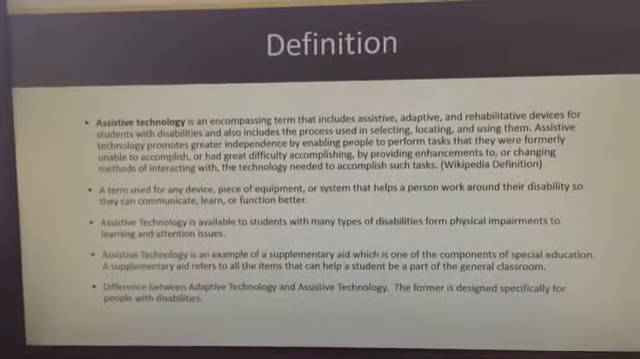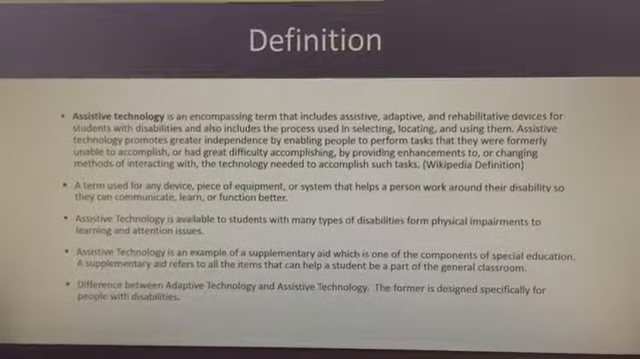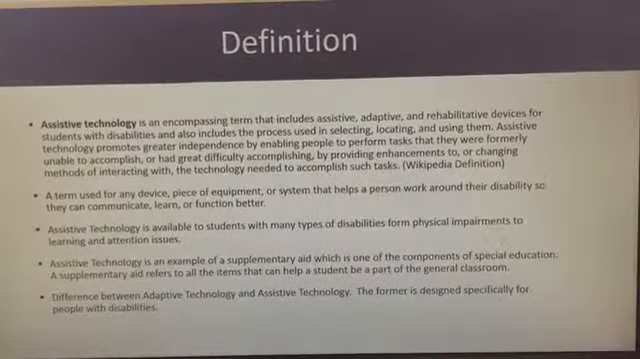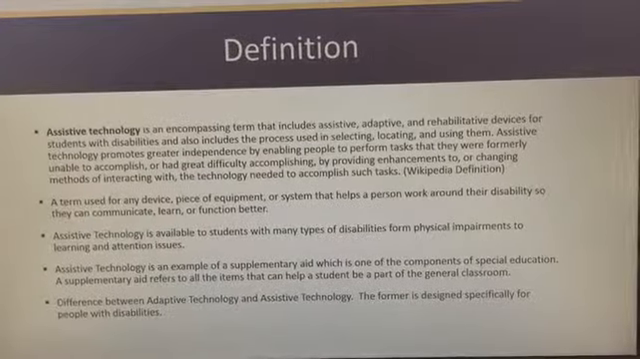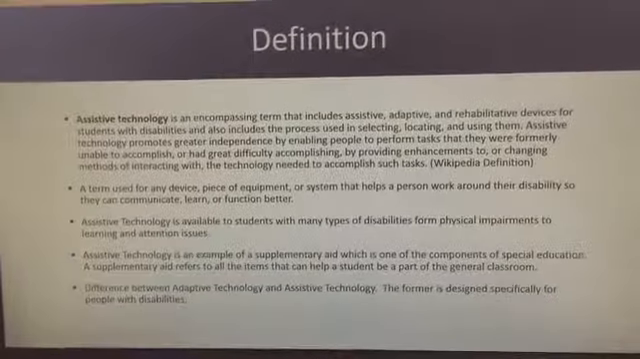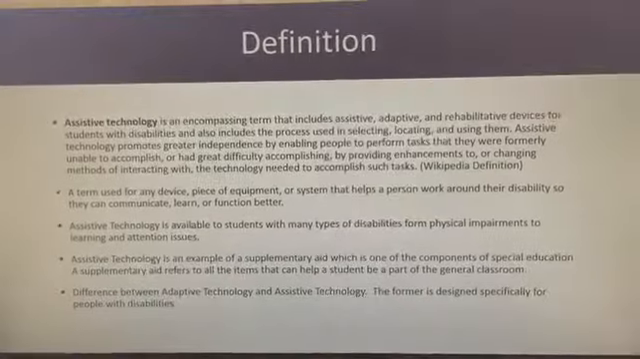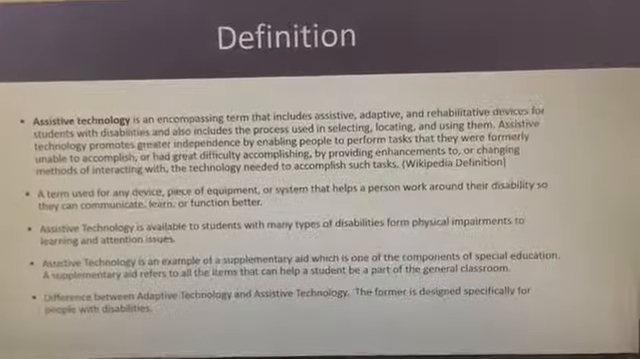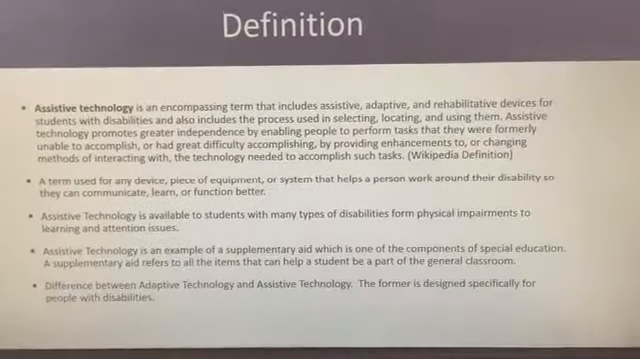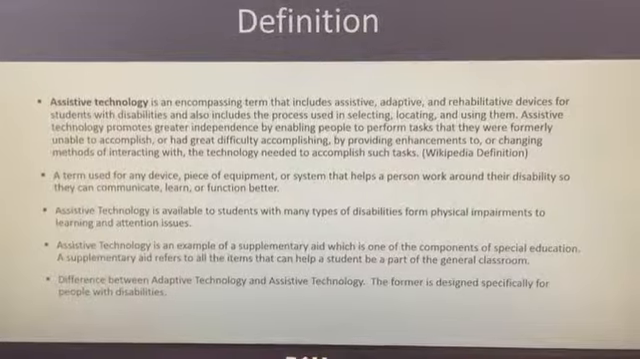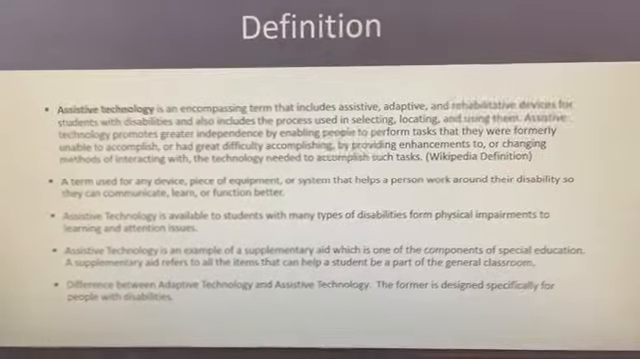The technical definition would be that it's an encompassing term that includes assistive, adaptive, and rehabilitative devices for students with disabilities, and also includes the process used in selecting, locating, and using them. Assistive technology promotes greater independence by enabling people to perform tasks that they were formerly unable to accomplish or had great difficulty accomplishing, by providing enhancements to or changing methods of interacting with the technology needed to accomplish such tasks.